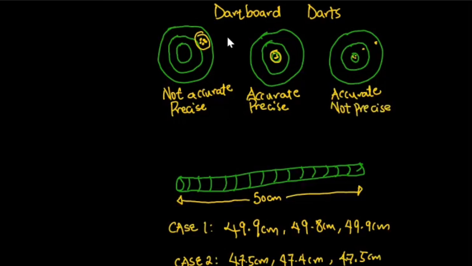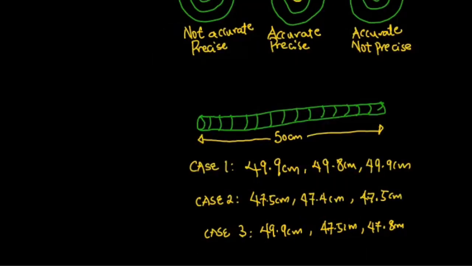Now bringing it down to physics, let's say we have a metallic rod. The true length of this rod is 50 centimeters. So let's say we have a first case. Somebody measures and gets 49.9, another person 49.8, another person 49.9. Looking at this one, they are all close to 50 and they are all close within themselves. So this is both accurate and also precise.